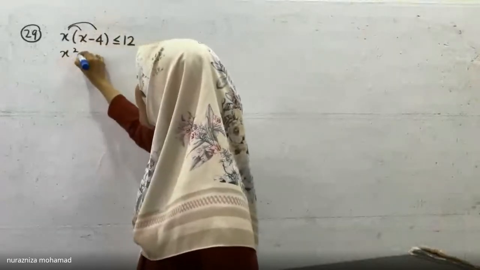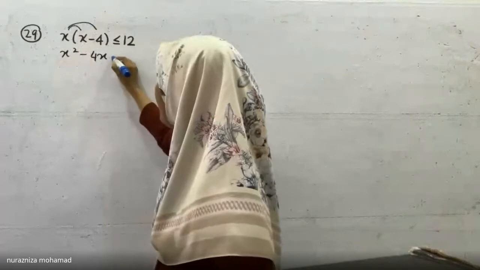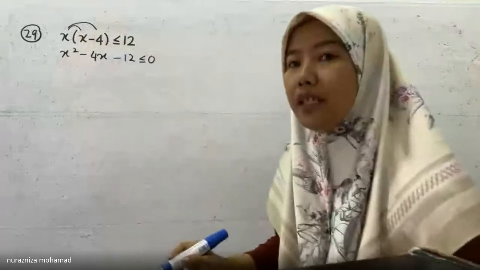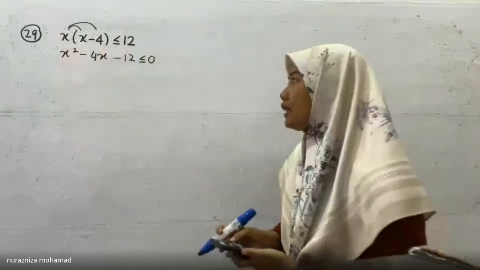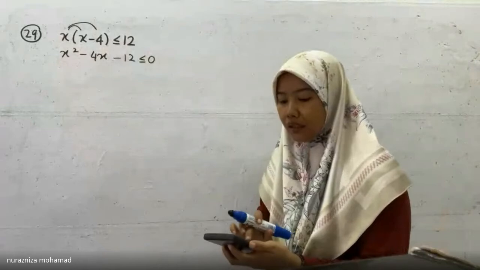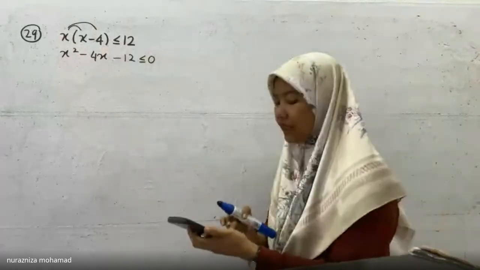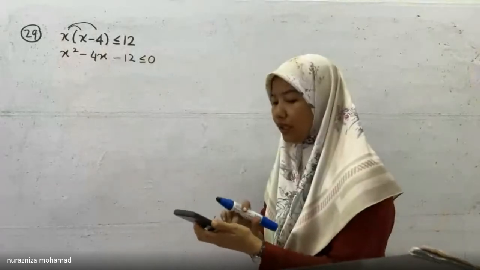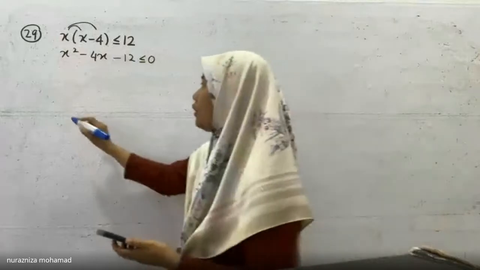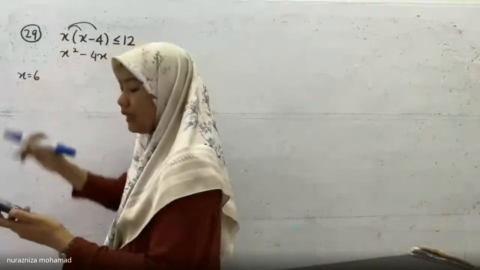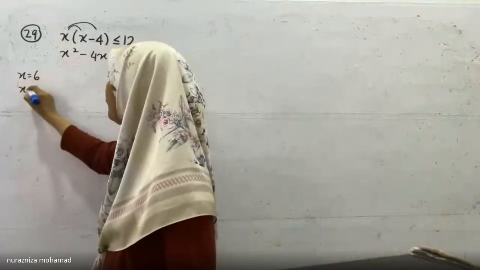So we have x squared minus 4x minus 12 is less or equal to 0. Okay, make the equation in general form. Okay, and then you factorize, press EQN, degree 2, A is equal to 1, B is negative 4, C is equal to negative 12. So the first value of x is x equals 6, and the other one is x equals negative 2.